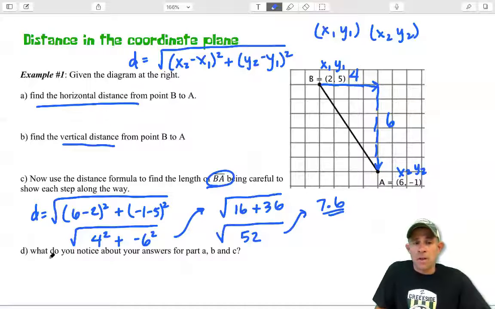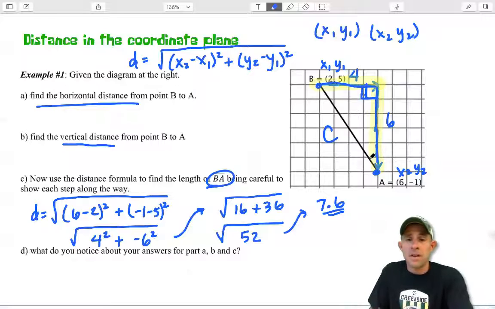All right, now it says here, what do you notice about your answers from part A, B, and C? So one thing we definitely want you to notice here is that from part A, this horizontal distance here that I'm highlighting, and the vertical distance here, these form the legs of a right triangle. So you could have also looked at this, finding this distance from B to A, as finding the hypotenuse of this right triangle, in which I have a leg of 4 and another leg of 6.